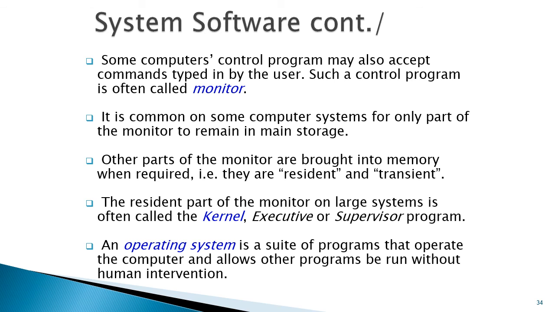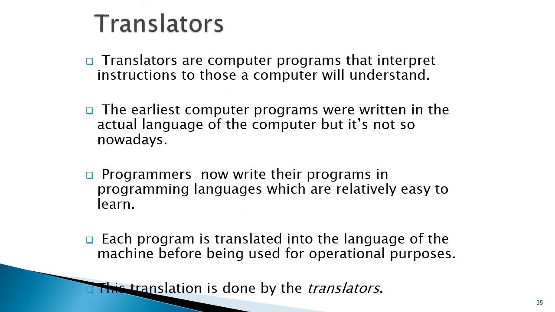An operating system, we're saying, is a set of programs that operate the computer and allow other programs to run without human intervention. For example, we can give Windows Defender, which is an antivirus that comes with an operating system. It is able to detect files without user interaction and present whatever it finds to the user, so that the user can then take action or do other things.